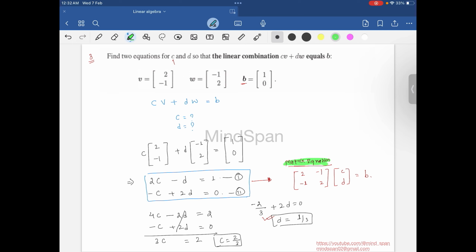So this is what I wanted to tell you about the matrix equation. This is a matrix, and let's call this matrix A, right? And this is our unknown, let's call this X, and this is what we want to get. So Ax equals B is the matrix equation. We will talk more about matrix equations in upcoming videos. Okay.